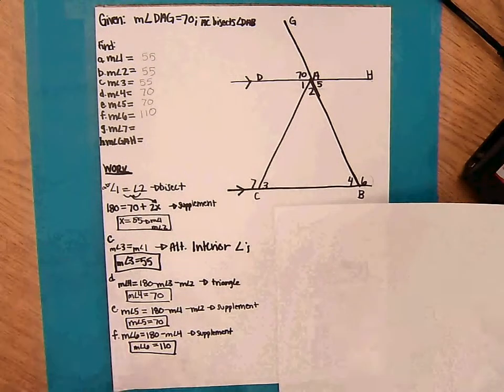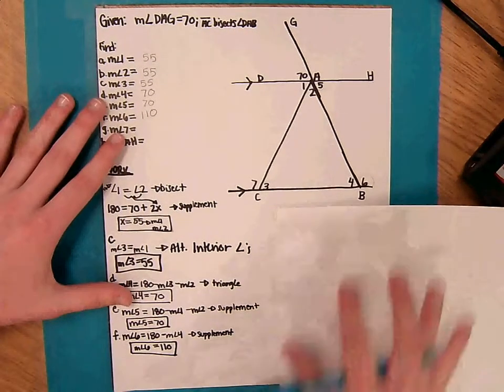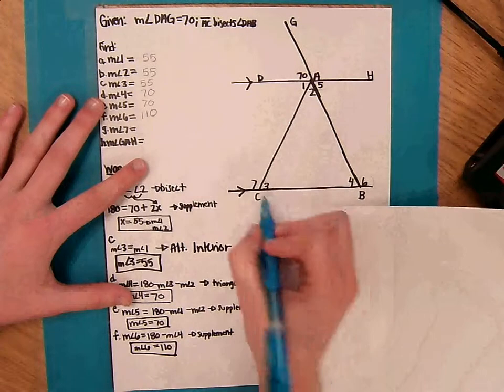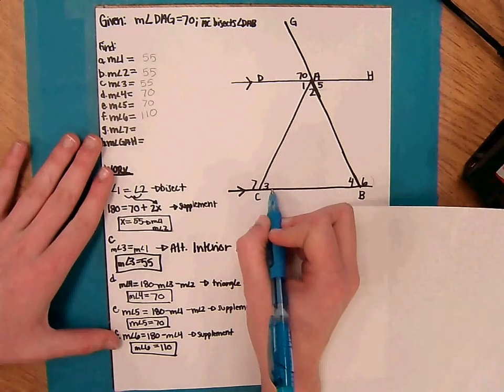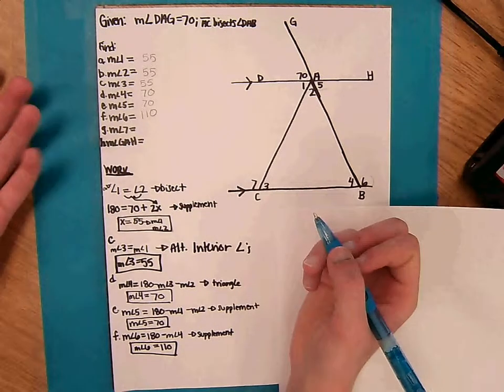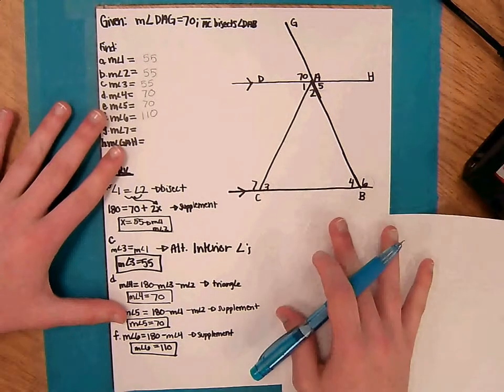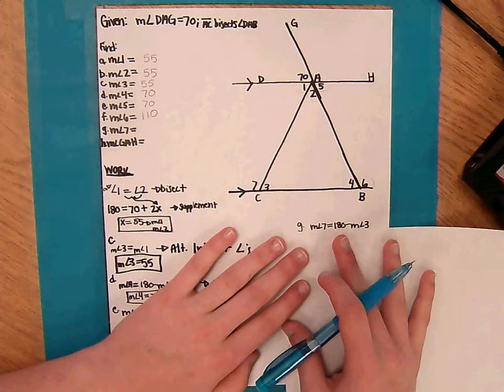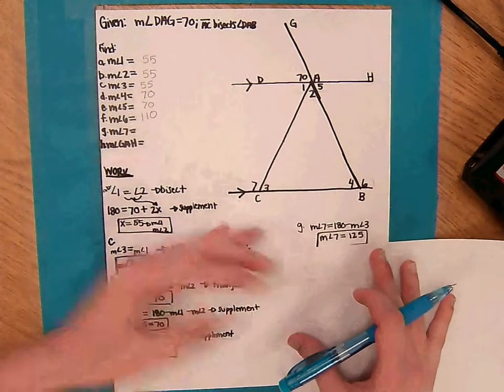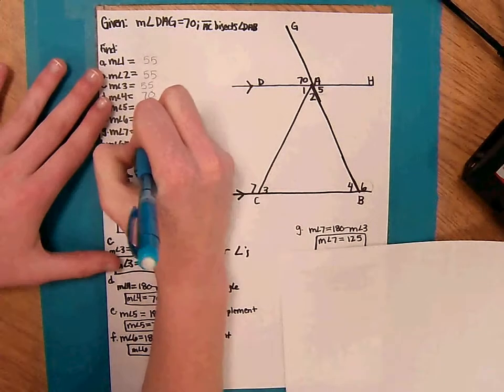This next part, we're going to do G, which is angle 7, right over here. I'm going to do the same exact thing that I did for number 6, because 7 and 3 are both supplementary as well. So that was measure of angle 7 equals 180 minus the measure of angle 3. And for that one, I got 125 to be measure of angle 7.